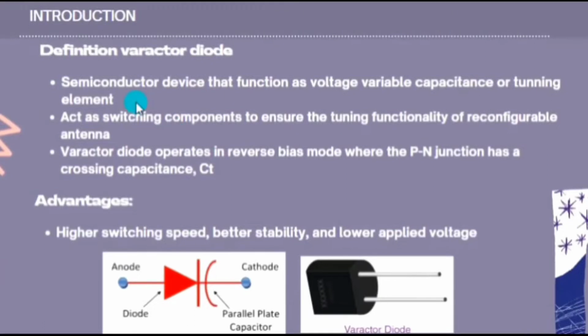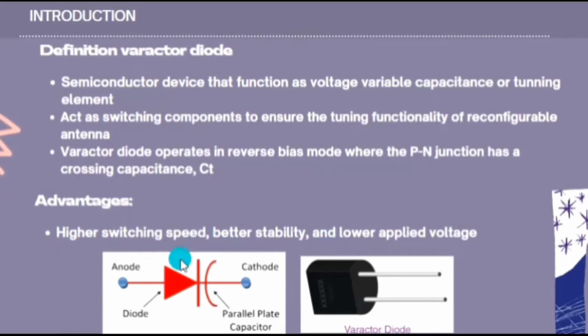So, varactor diode is a semiconductor device that functions as voltage variable capacitance or tuning element. It is act as switching components to ensure the tuning functionality of reconfigurable antenna. Varactor diode operates in reverse bias mode where the PN junction has crossing capacitance CT. The advantages of varactor diode is higher switching speed, better stability, and lower applied voltage.